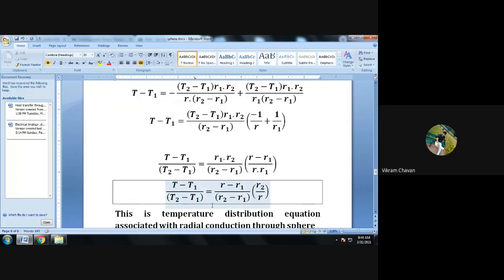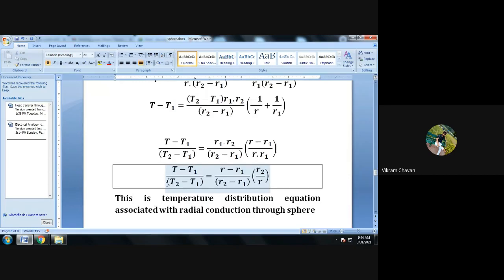Now this equation is called the temperature distribution equation associated with radial conduction through a sphere. Is there any doubt or question up till now?